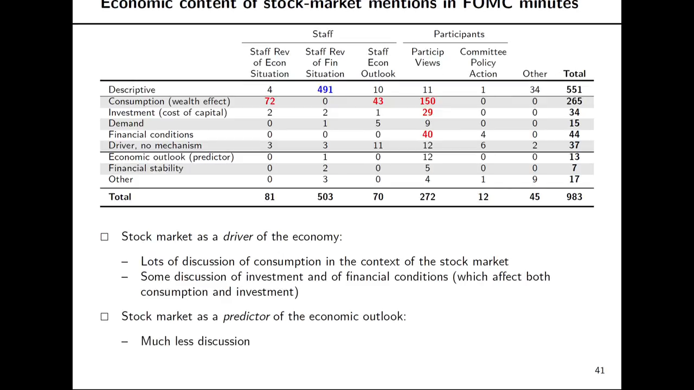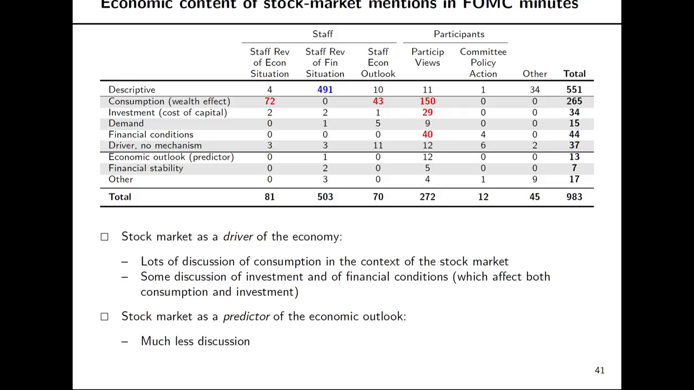Let me save you the weeks of reading paragraphs. Look at the column with the red numbers for our reading of the 272 paragraphs, where some of the decision makers, the participants, talk about the stock market. What are they talking about? Consumption.